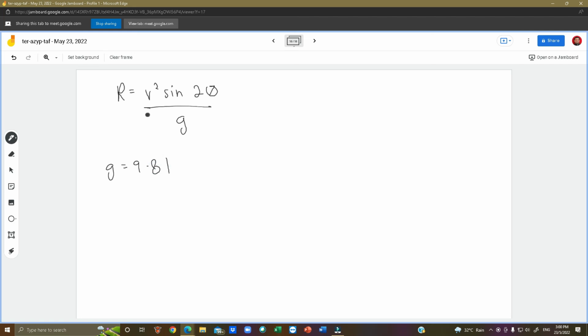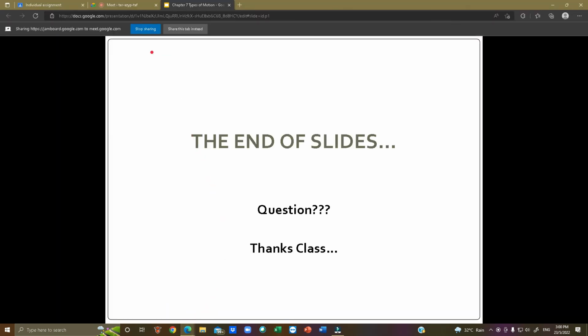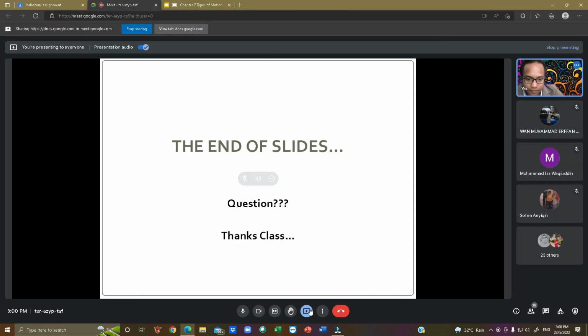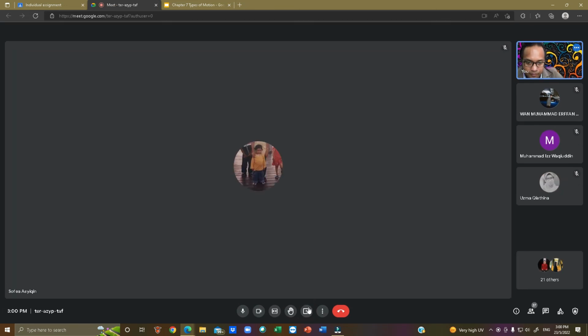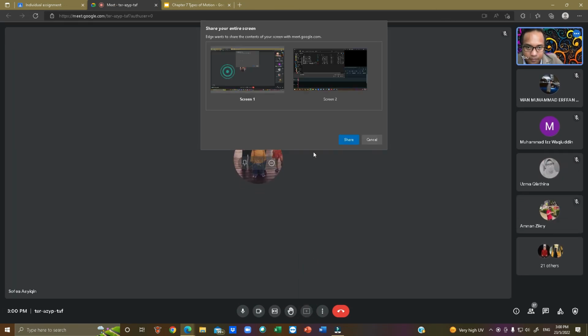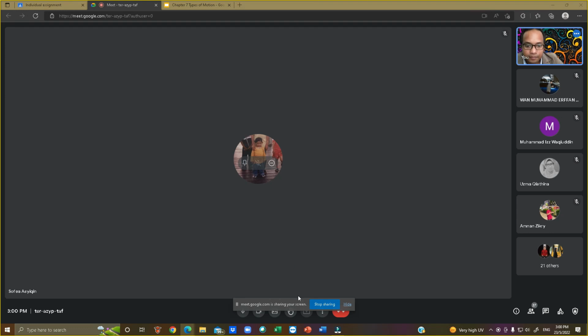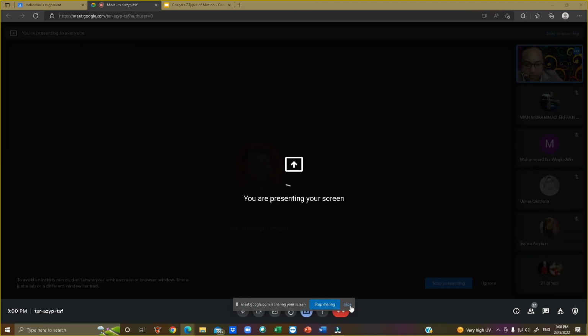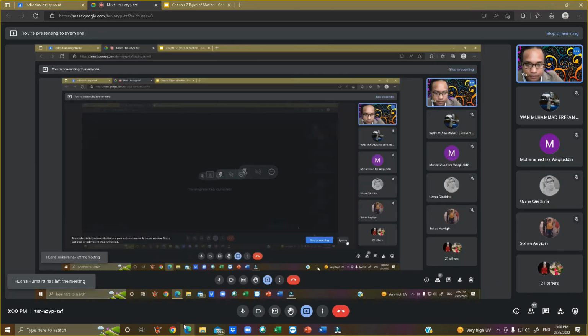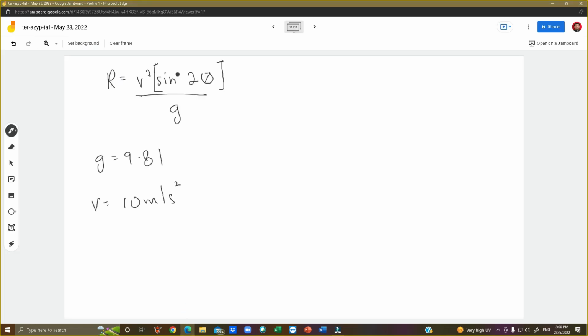Katalah bola tadi kita sepak dia. Kita sepak bola tu dengan kelajuan 10 meter per saat. Okay. Kita ambil ni. Kita cuba selesaikan ni. Sekejap. Okay, kita cuba selesaikan sin 2 theta saja.